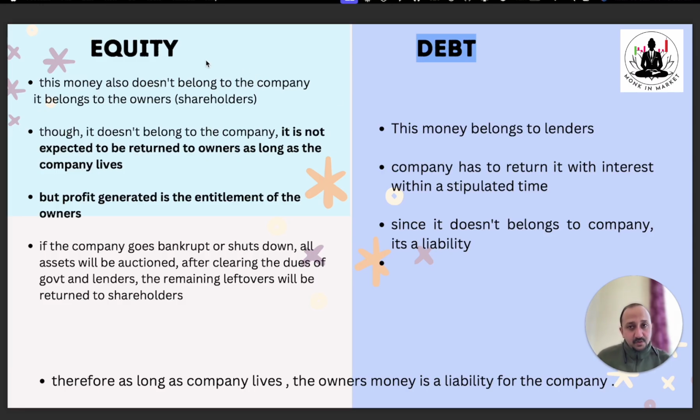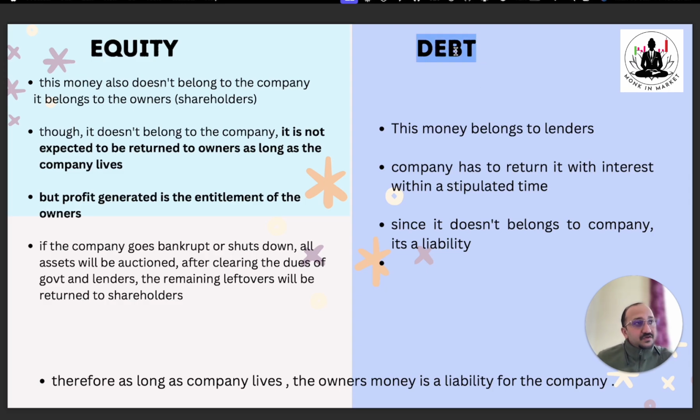So I hope this is clear. Equity is better as compared to debt, but in equity, the ownership is diluted. That is something we are going to discuss as well. Debt is also good, until and unless there is a macro level negative impact. Secondly, until and unless your company is making good revenues, good income, or good sales.